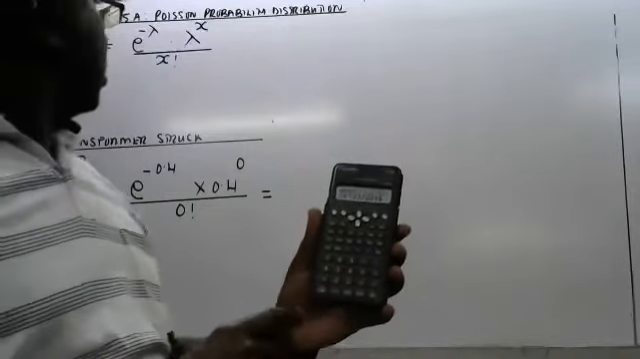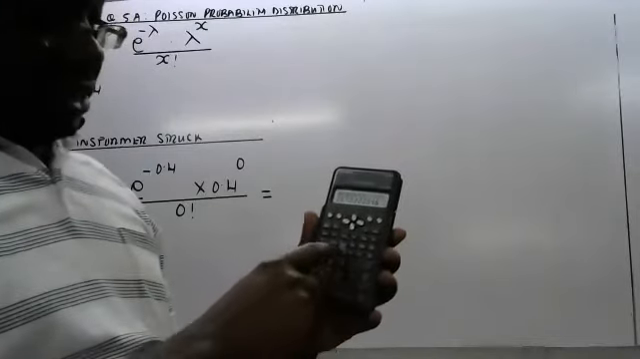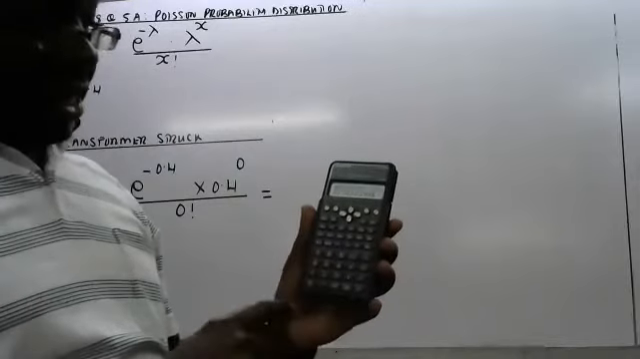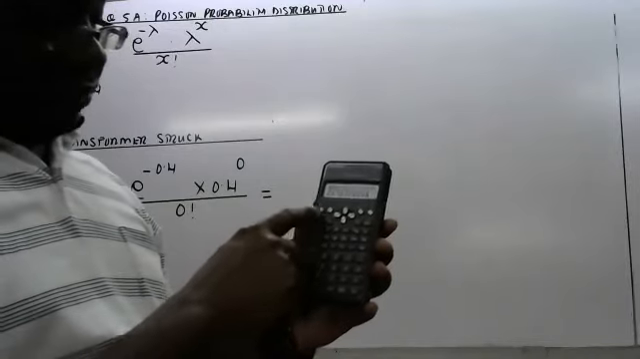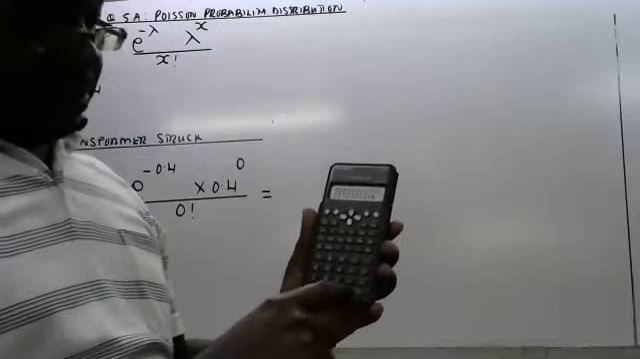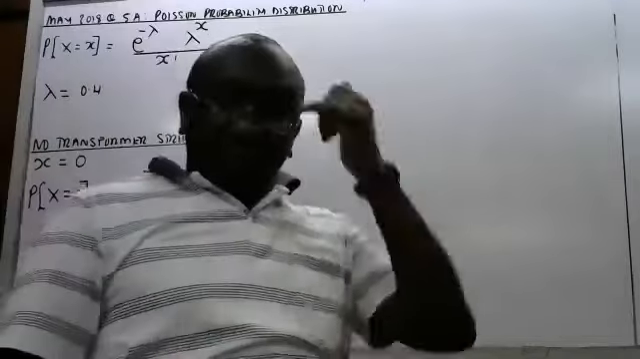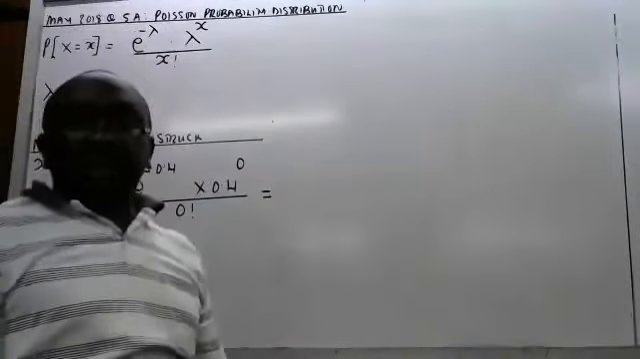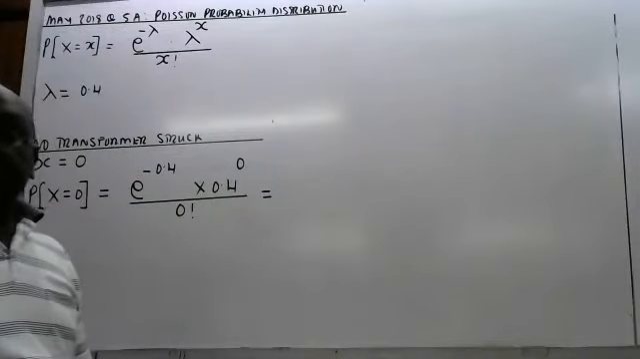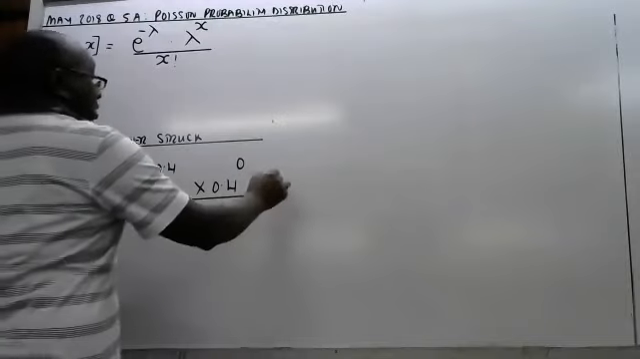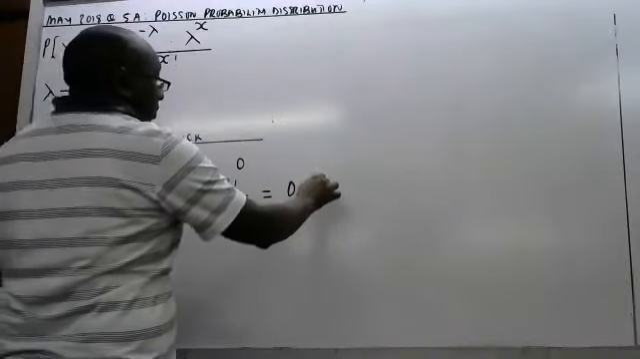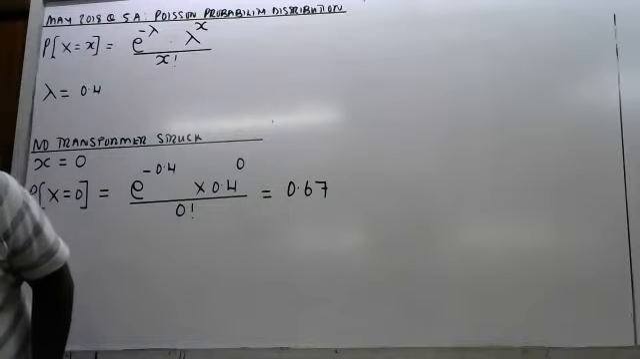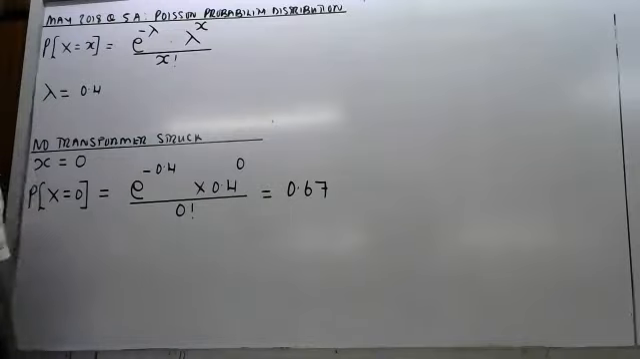Then you say times 0.4, which is raised to power zero, you say equals. Then you say divide by zero shift factorial. And the answer, send me the answer to two decimals. Good, 0.67. Two decimals, that is 0.67.